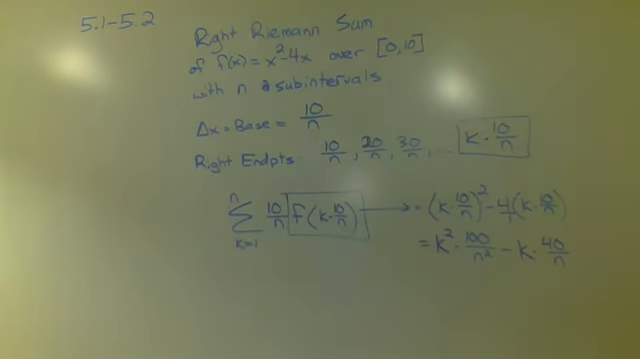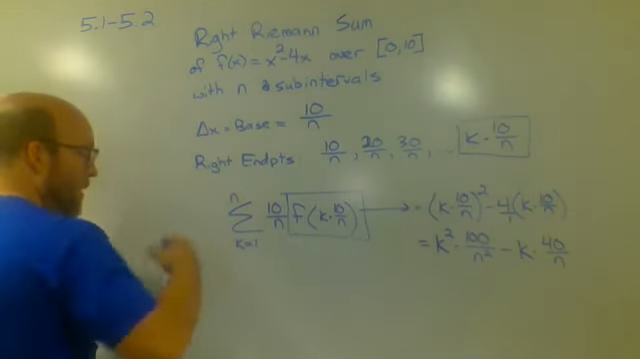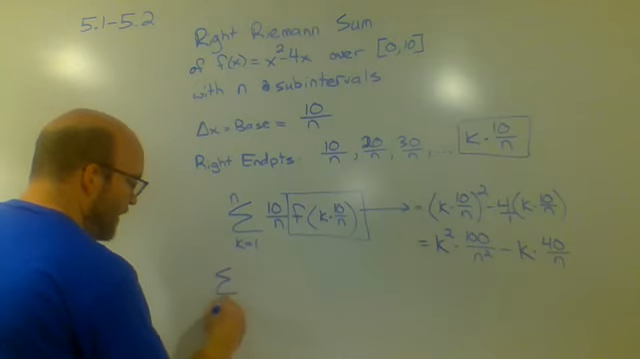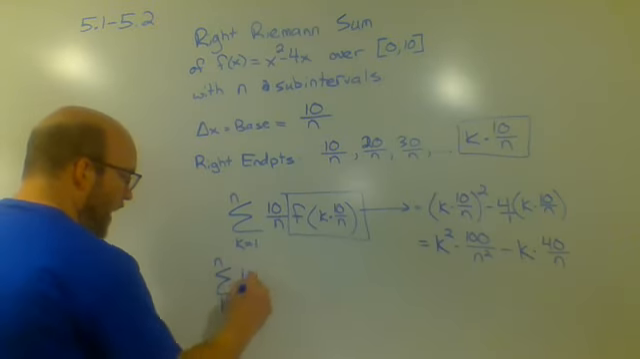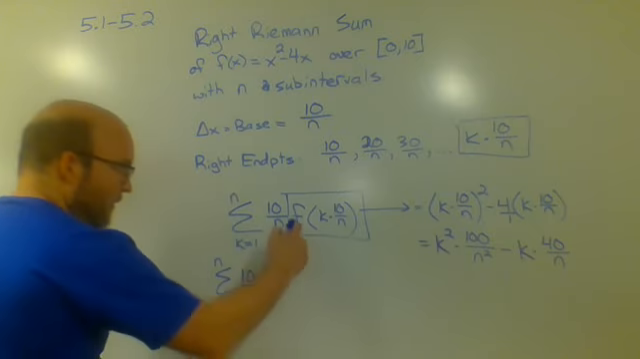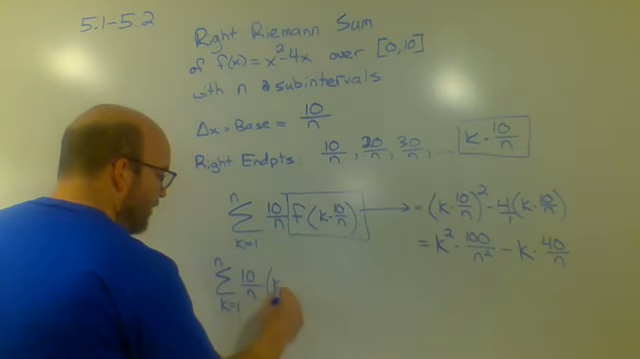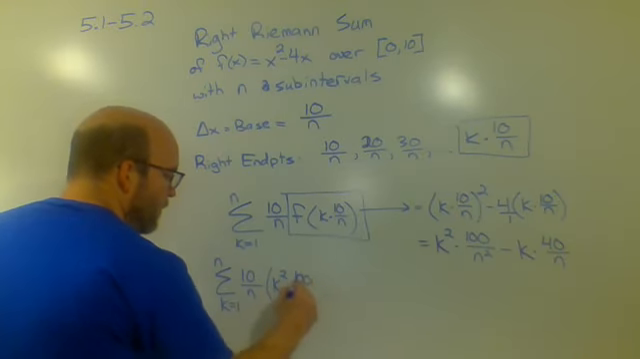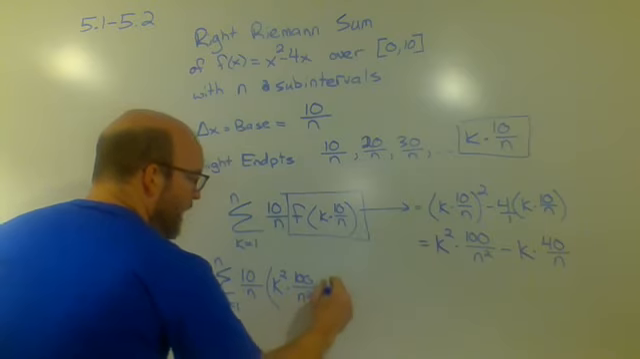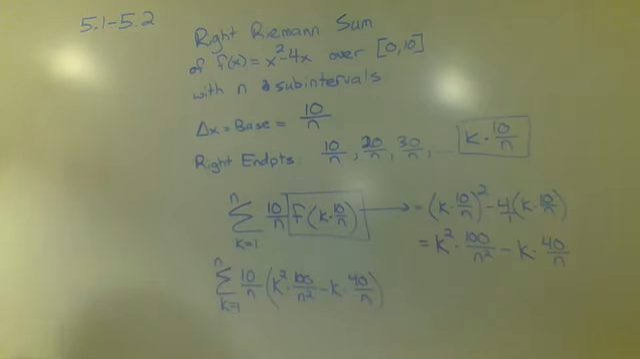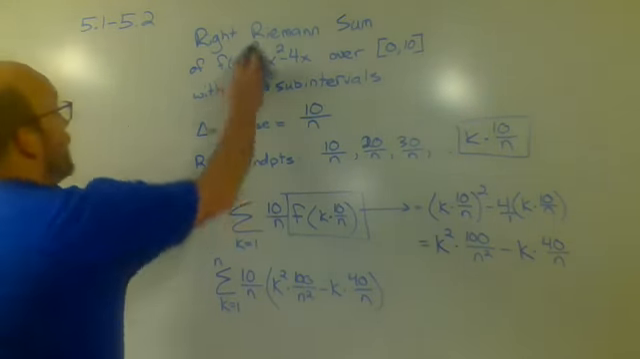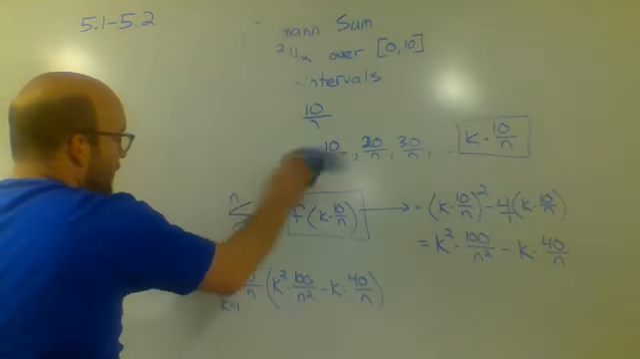Okay. So we're going to have to erase up here and rewrite this and then actually calculate it. But what we're really trying to calculate then is the sum of 10 over n times this function f, which was k squared times 100 over n squared minus k times 40 over n. Okay, so the rest of this is, again, using our sigma rules to actually do the calculations.